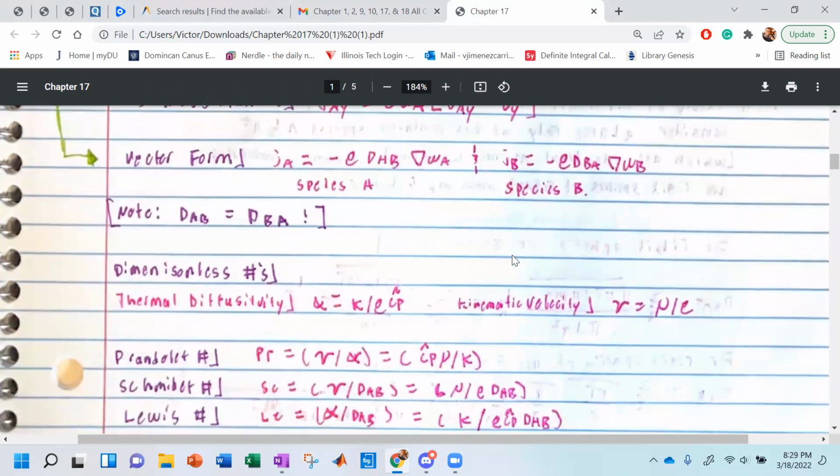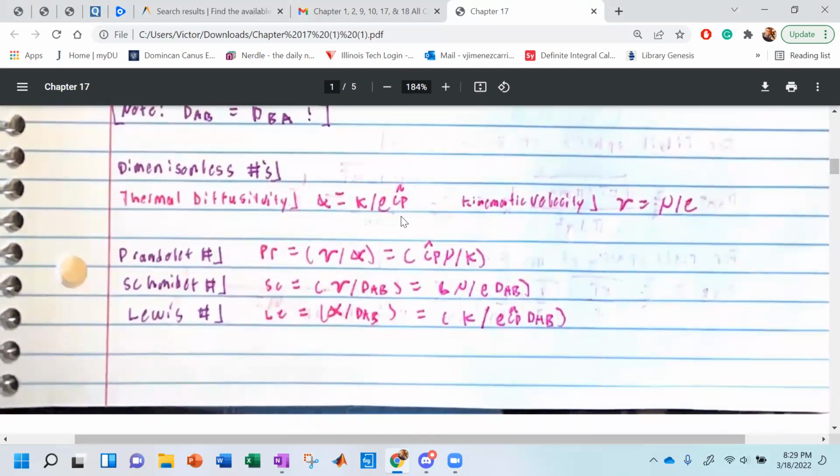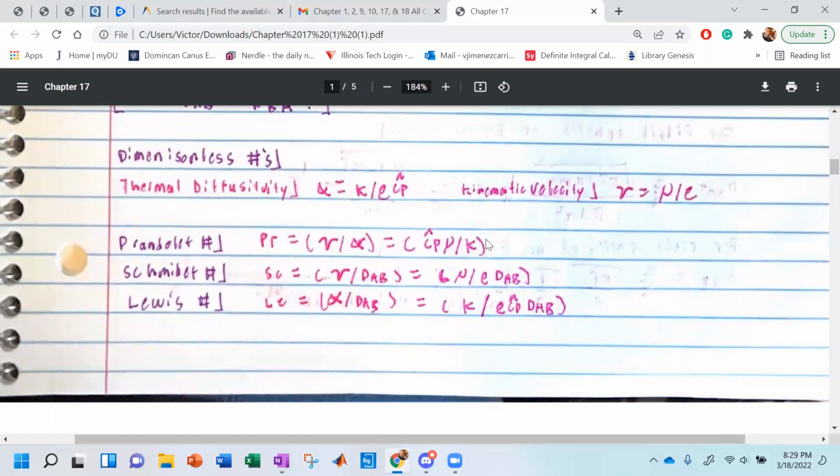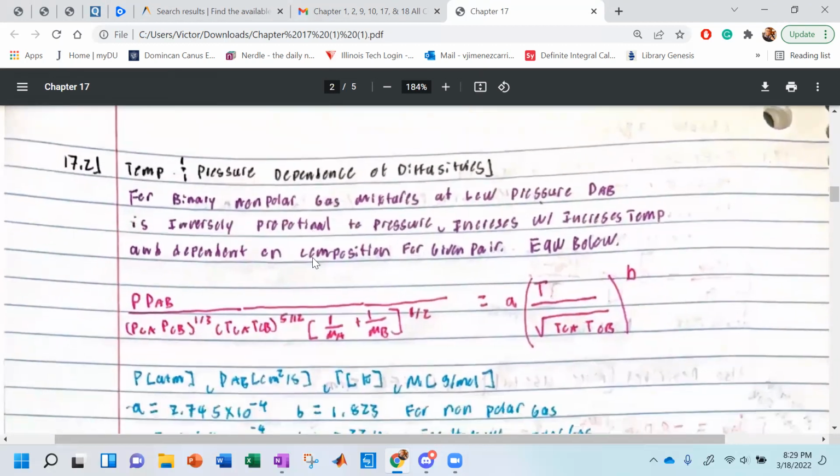This should all seem really similar to what we talked about in chapter 9. Nothing crazy. Note, though, that if you're going to write it for species B, the only difference is that instead of del w_A, it's del w_B. And in the D_AB, it's just flipped, D_BA. There's a bunch of dimensionless numbers here that you should definitely go in and look at. They're nicely written down. It is Prandtl, Schmidt, and Lewis. You can go in the notes and find that.